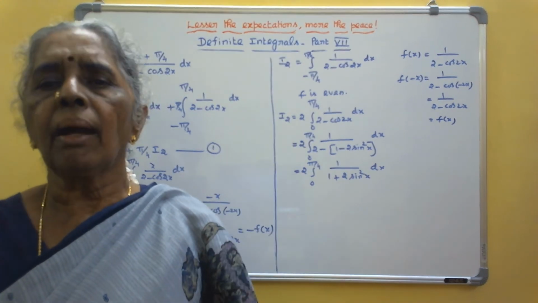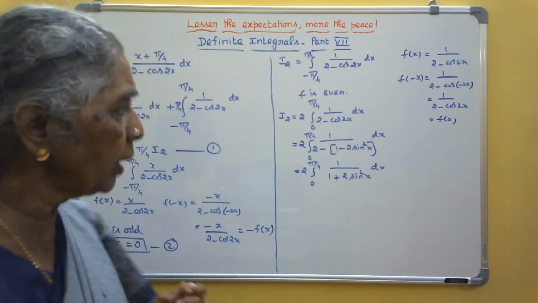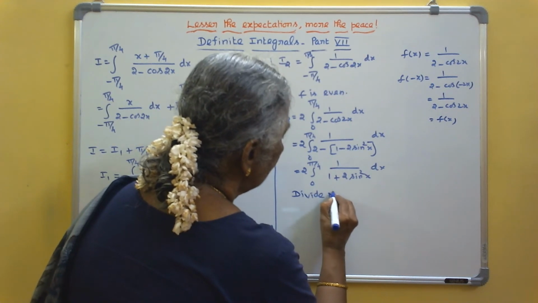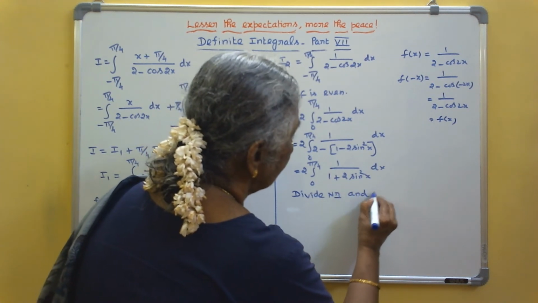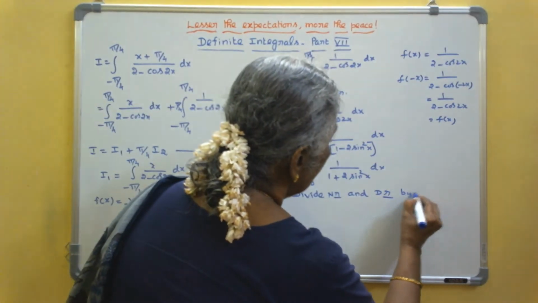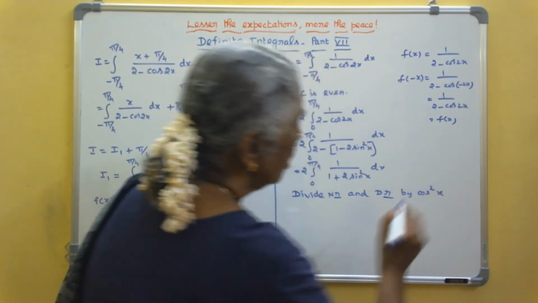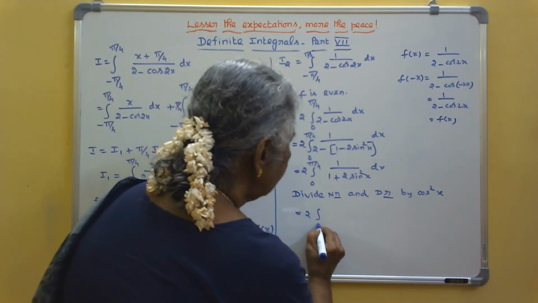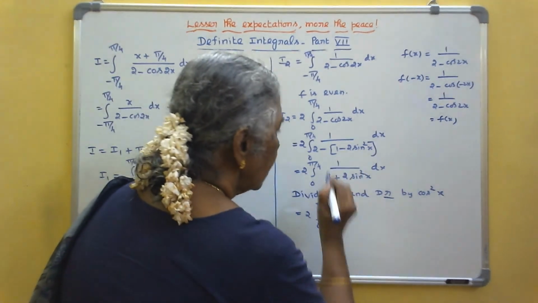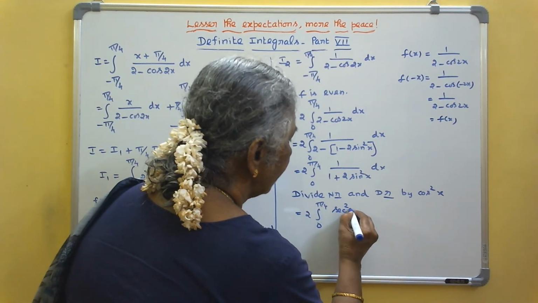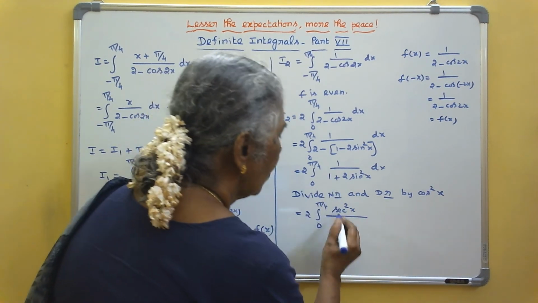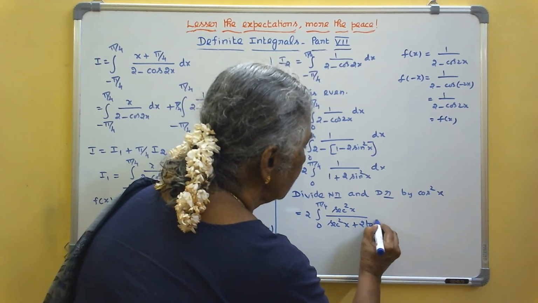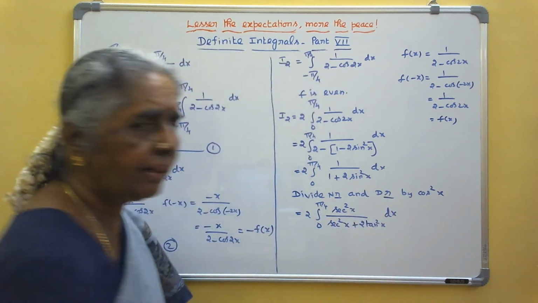You should remember that concept now. So now we are going to divide the numerator and denominator by cos squared x. Now what will happen then? Twice integral 0 to pi by 4, that 1 by cos squared x will become secant squared x. Here 1 by cos squared x will be secant squared x. This will become 2 tan squared x dx, right?